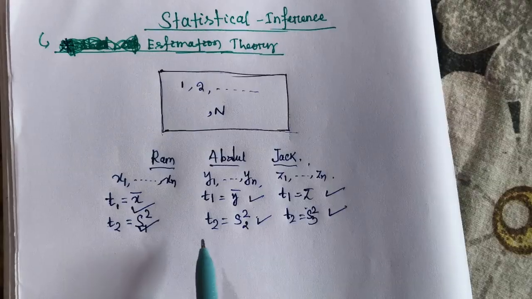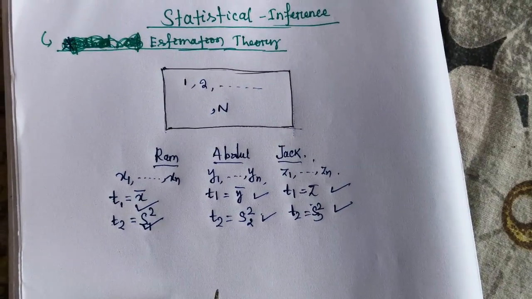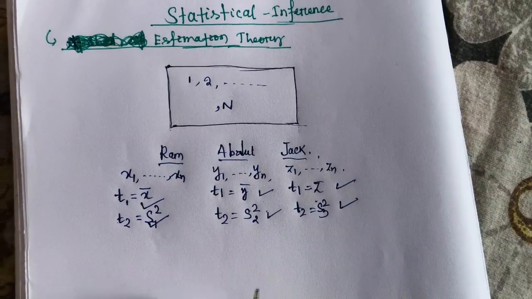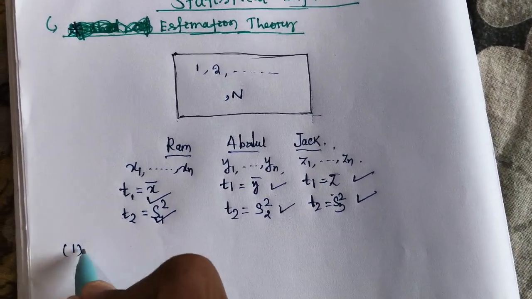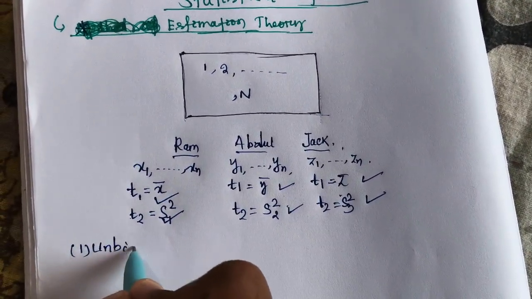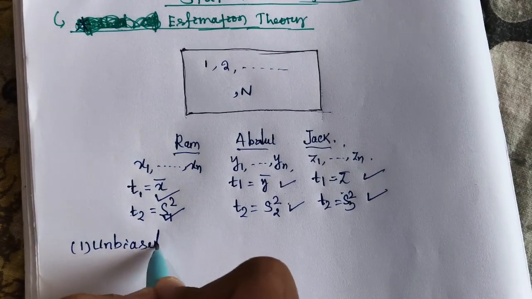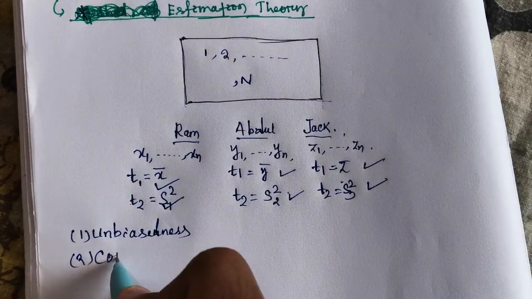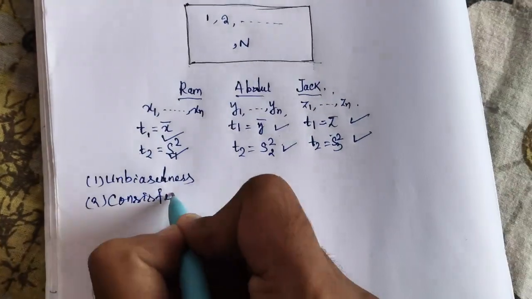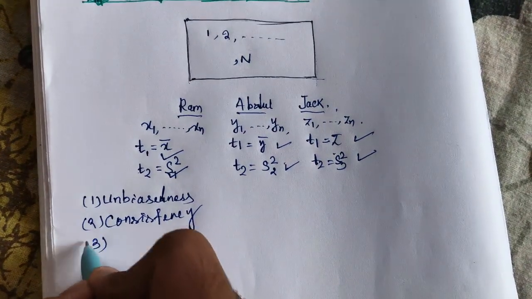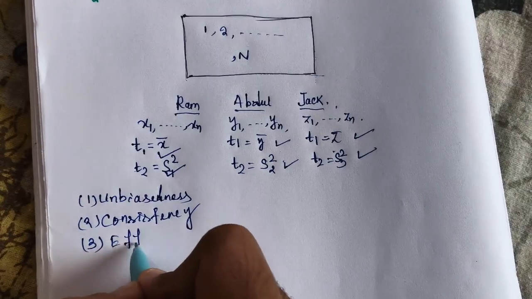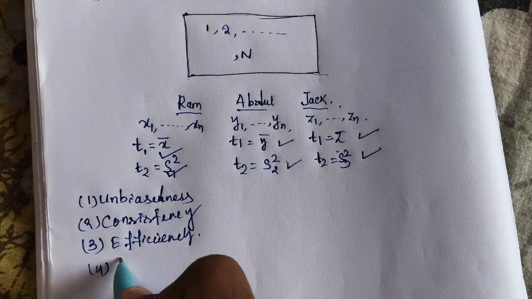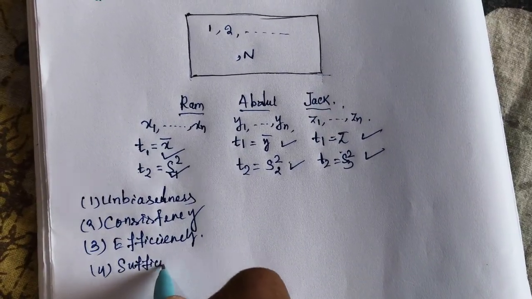So here there are four characteristics which must be satisfied by a good estimator. First one is unbiasedness. Second one is consistency. Third one is efficiency, and the fourth one is sufficiency.